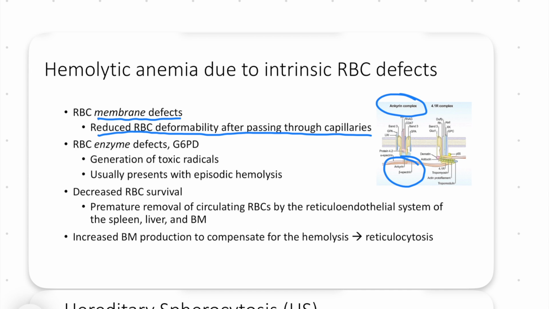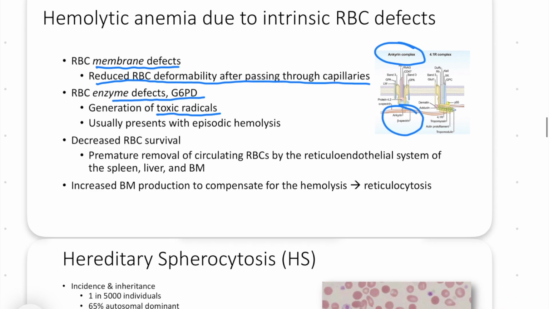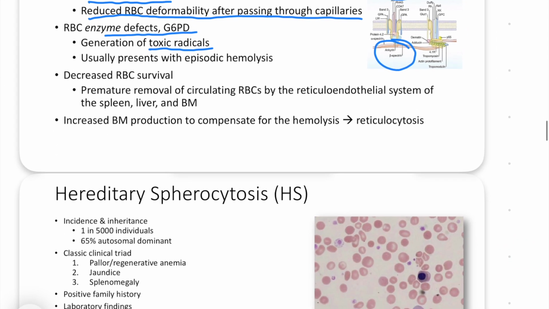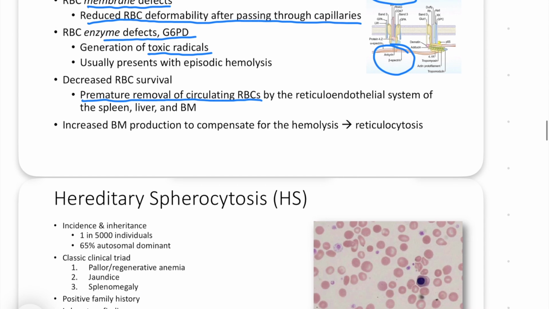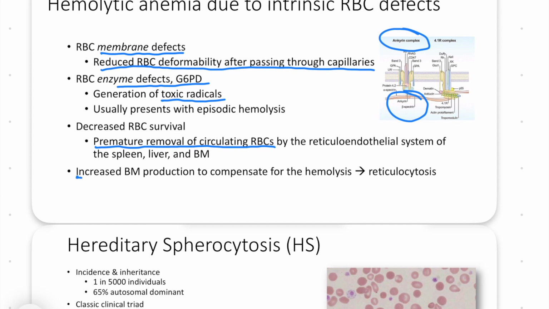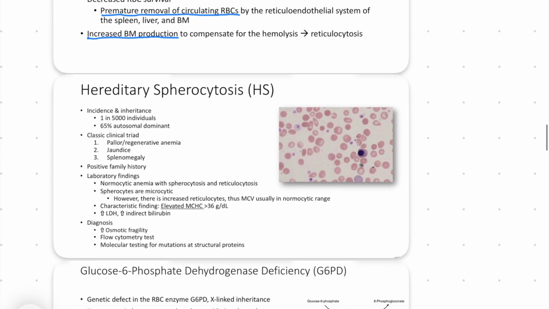And then you can also have things like enzyme defects. G6PD is the red blood cell's ability to deal with the normal production of toxic radicals and mitigate them, and it can result in a shortened lifespan of the cell. And then you can also just have like a premature removal of the circulating red blood cells by the normal process that cleans up older red blood cells. It's just happening too early. And if we do have these things, we might expect to see increase in bone marrow production, increase of reticulocytes or other red blood cell precursors that might even be nucleated.